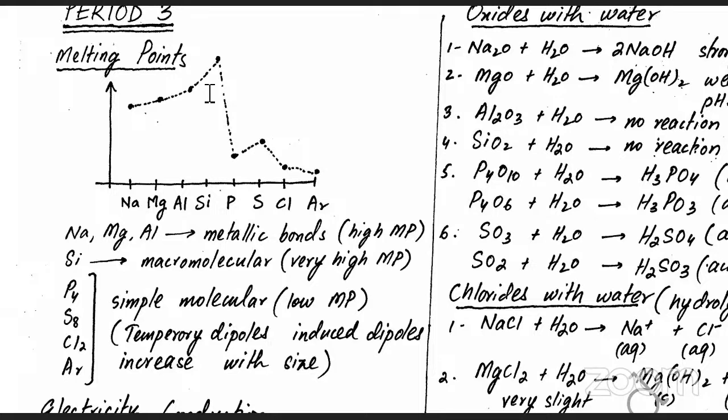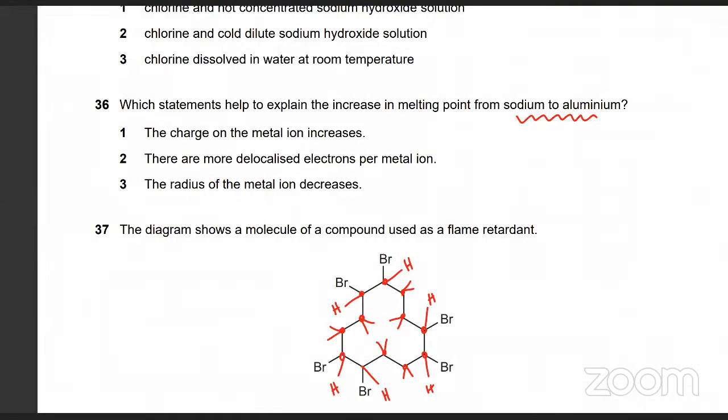Anyway, sodium, magnesium, aluminum, they're all metallic. ठीक है. All of them are metallic. So why are their melting points increasing? So the reason is they're all metallic bonding. What is metallic bonding? Metallic bonding is positive ions, a regular arrangement of positive ions in a sea of free moving electrons. So यहाँ पे ना बीच में there are lots and lots of delocalized electrons.